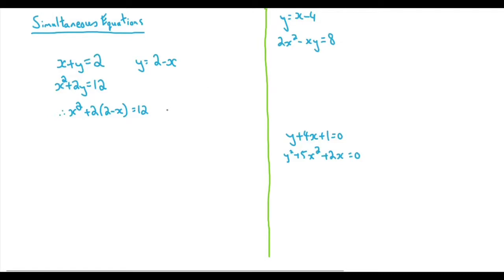Just expand the brackets, you get x squared plus 4 minus 2x equals 12, and bring everything onto the left hand side and keep it in the right order, i.e. descending powers. You've got x squared minus 2x, and here as the 12 moves over the equals sign, its sign changes, becomes a minus. 4 minus 12 is minus 8. This equals 0. What we've now got is a quadratic, and a quadratic we can factorize.